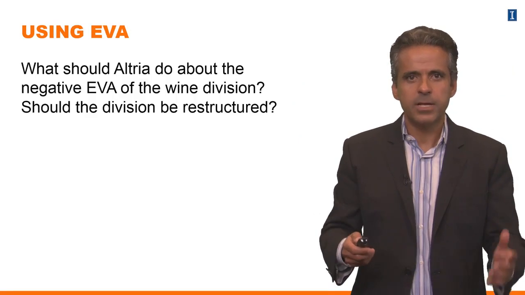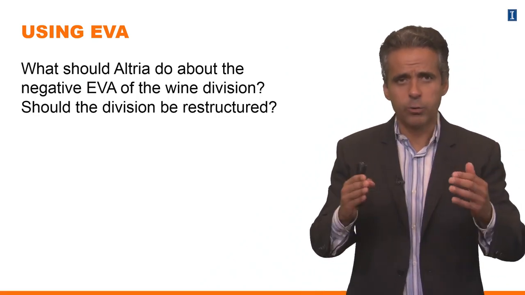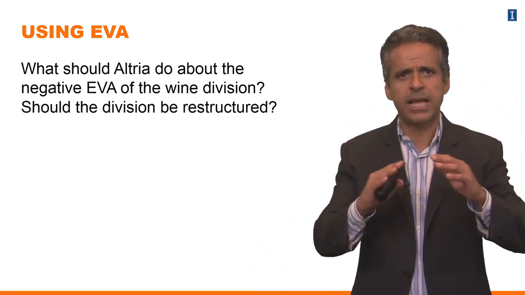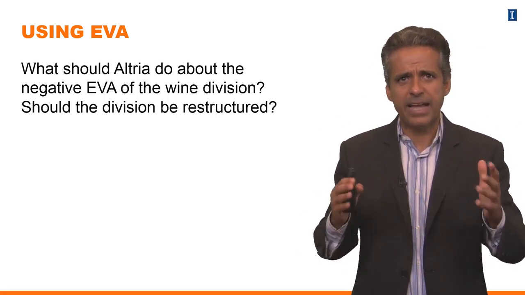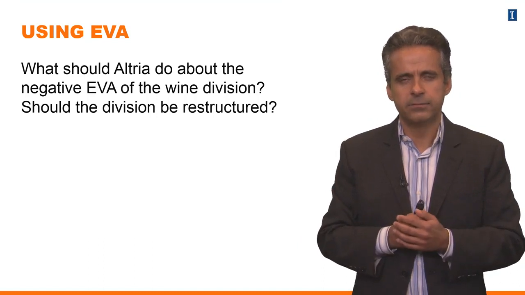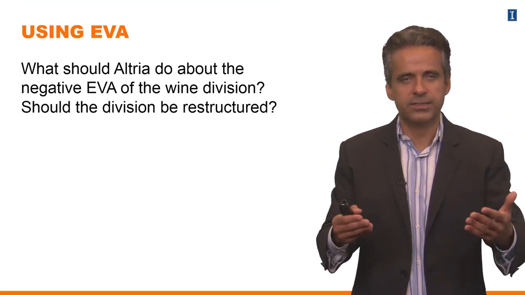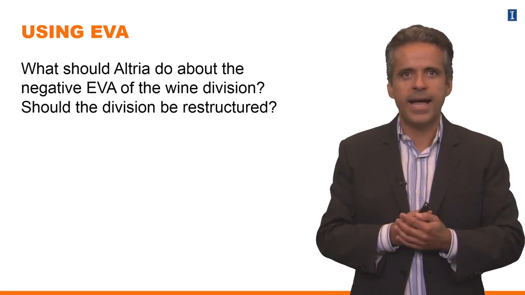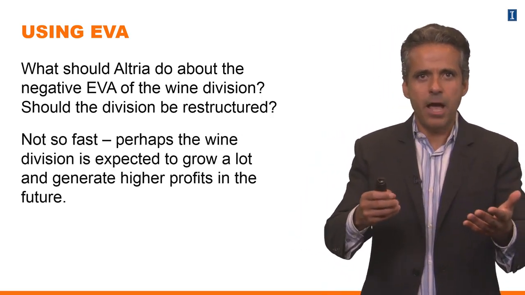Okay? How would we use EVA, right? So suppose that we had checked this calculation and really made sure that all the numbers are solid, and that we find out that the wine division is in fact generating negative EVA. Okay? What does that mean? Should we go ahead and restructure this division? Should we sell it off? What should Altria do? Okay? Here you have to be a bit careful.